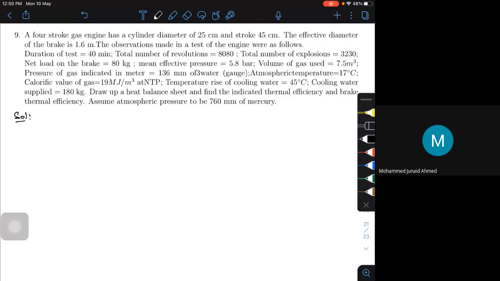They are given the bore diameter, which is 25 centimeters or 0.25 meters. Stroke length is 45 centimeters or 0.45 meters. And they are given the radius of the drum, which is 1.6 divided by 2, which is 0.8 meters. So what is the duration of the test? It is 40 minutes. You have to be very careful here. 40 minutes.